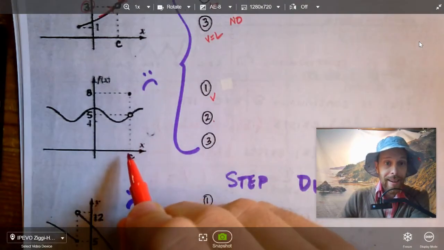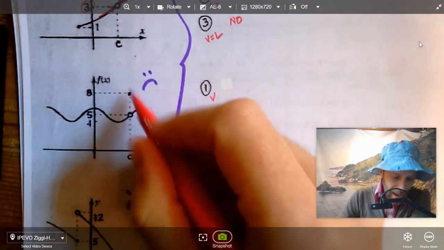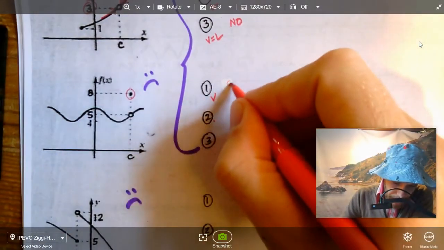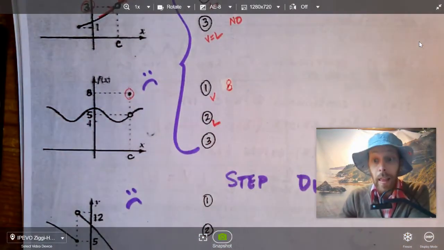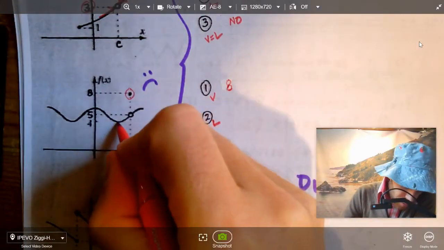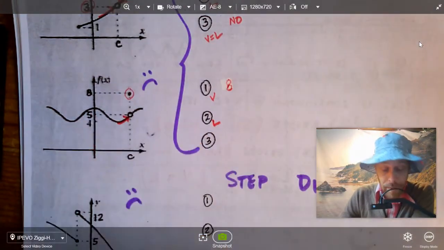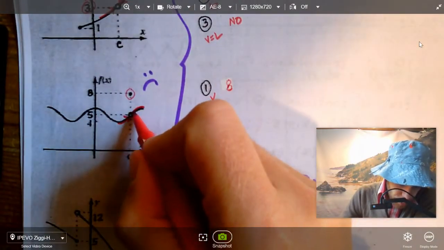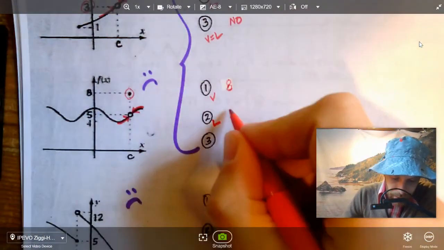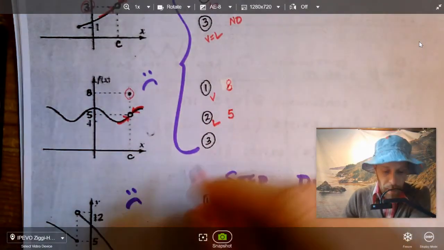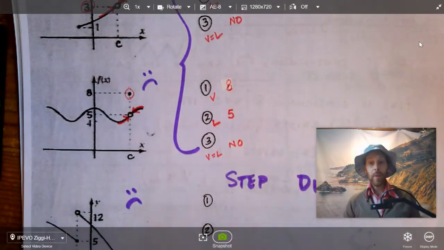This one. Is there a value? Yeah, it's right here. It's 8. Is there a limit? Well, on this side, the function is approaching 5. And on the other side, the function is also approaching 5. So if the left and the right side are both approaching a number, our answer is going to be yes, here's the limit. But are the value and the limit equal to each other? No. So once again, we have a discontinuity.